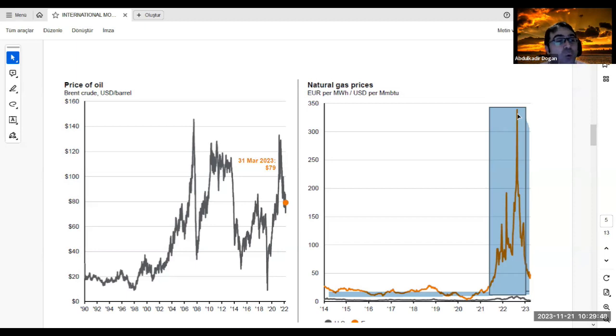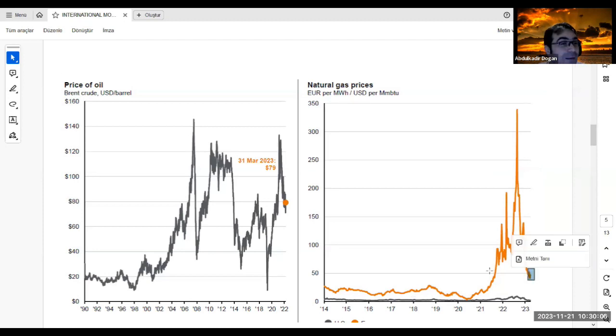Then, when the Western countries found alternative ways to bring their natural gas from Iran, from Azerbaijan, from the Gulf countries, the prices returned to their historic average levels, like here at 50 euro.